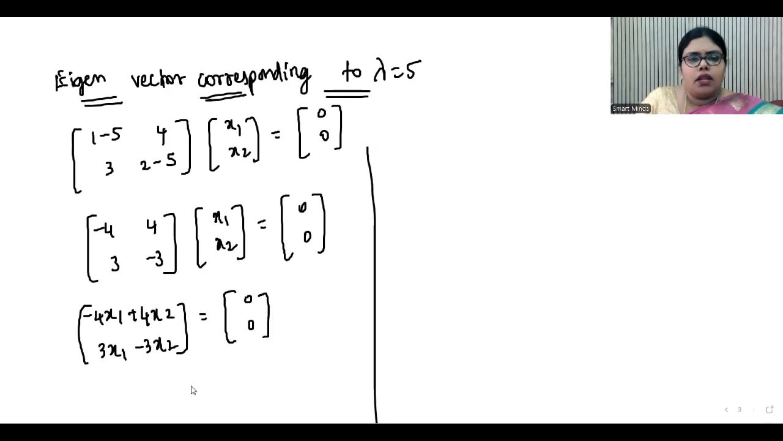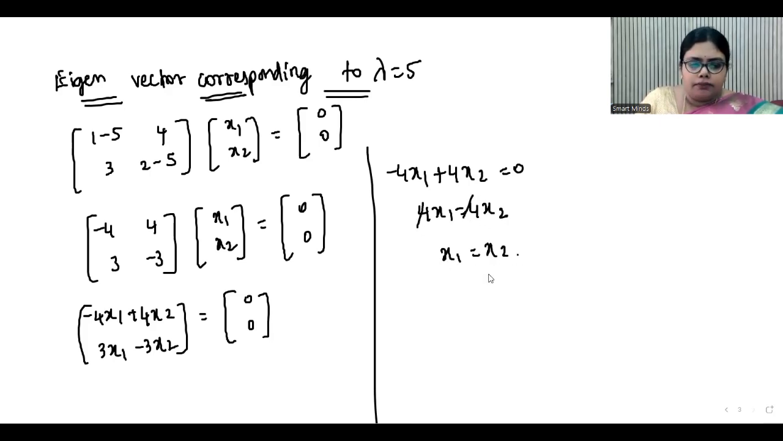Now you equate this. Minus 4x1 plus 4x2 is equal to 0. So 4x1 is equal to 4x2. 4 cancel, we get x1 is equal to x2. Also, now you got the x1 and x2 values. Like we got, both are equal.